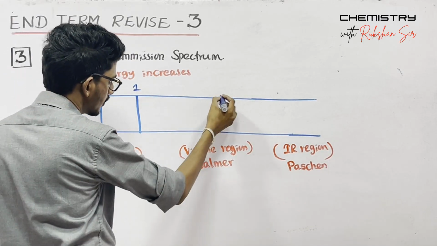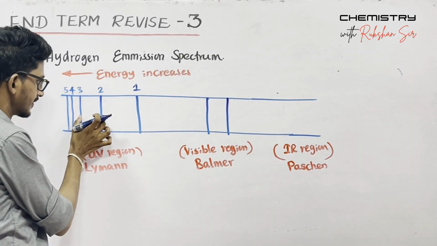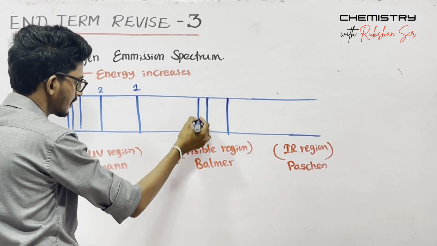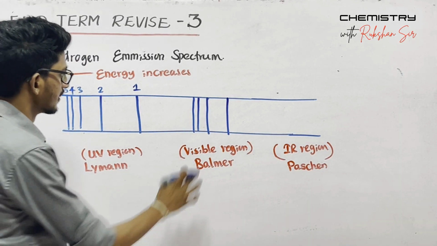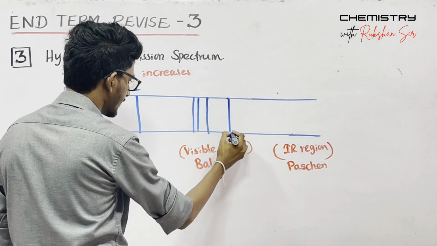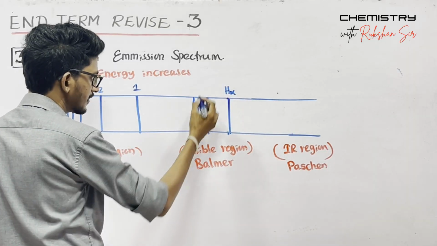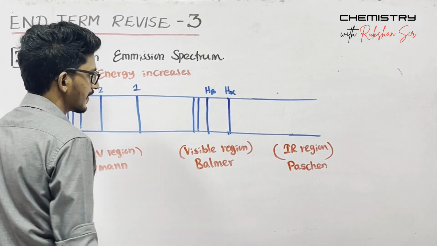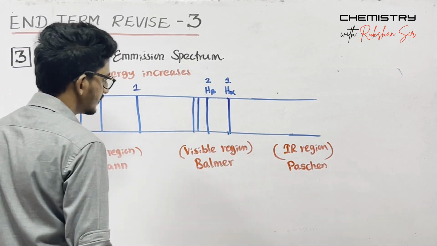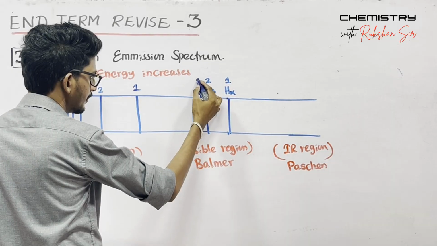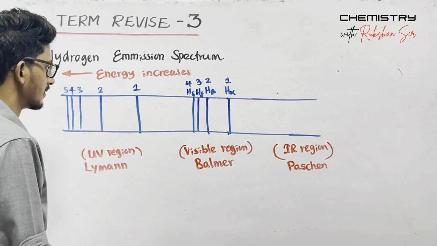Copy the same gaps. This is the Balmer series. This is the first line of the Balmer, known as H alpha, red colored. H beta is the second line of the Balmer, which is green in color. H gamma is the blue colored third line, and H delta, the fourth line, is violet in color.